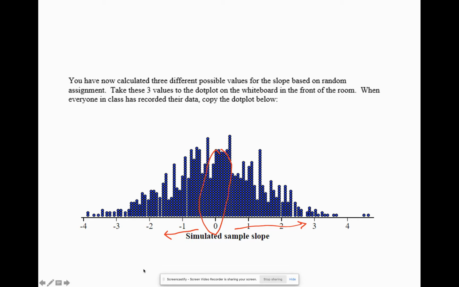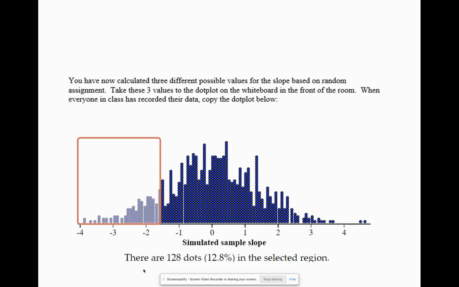In the end, what we looked at was a potential p-value. Our p-value would be the number of simulation results that were at the result we had from my class, which was negative 1.517, or more extreme than that. We had 128 dots, or 12.8%, that represent our p-value. If our starting assumption was that there is no relationship between seat assignment and location in the room, a p-value of 12.8% would mean we would fail to reject that hypothesis. So we don't have convincing evidence that seat location makes a difference.